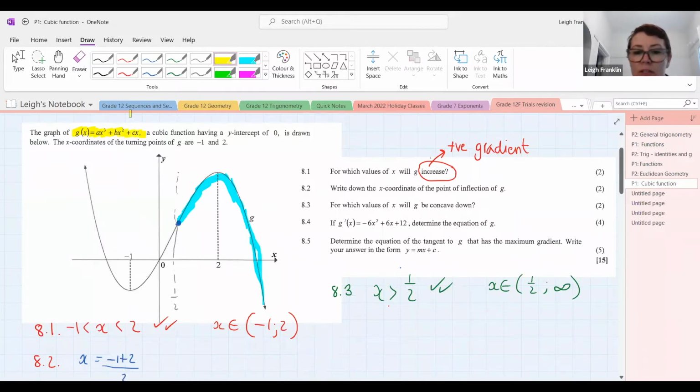They want us to determine the equation of g. Here's the equation of g. So this is another way of them saying to us, we need to calculate the values of a and b and c in g of x. That's what they want from us. Now, how are we going to do that from the derivative? What are your ideas? How would we work from the derivative and get the values of a and b and c?